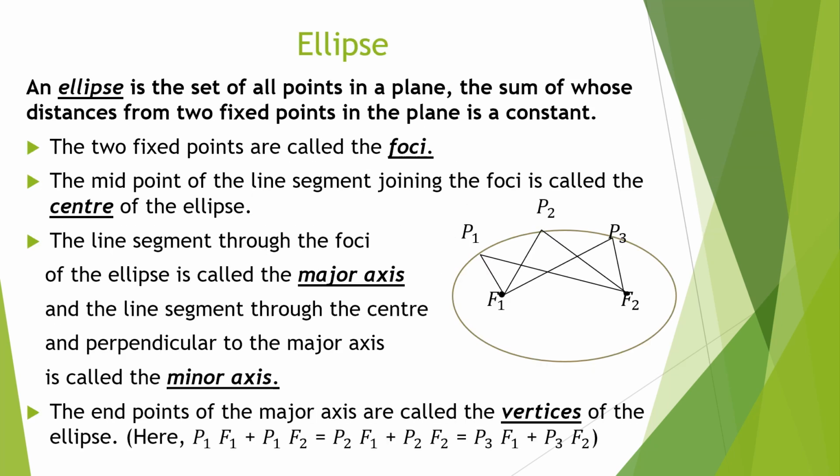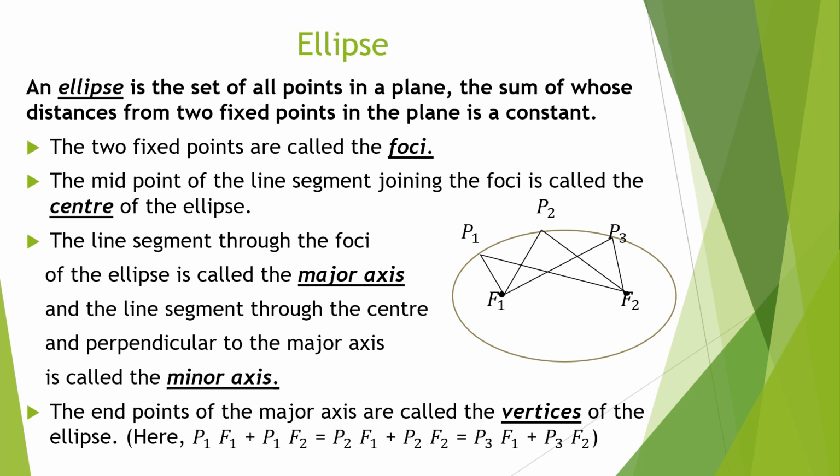Next conic is the ellipse. An ellipse is the set of all points in a plane, the sum of whose distances from two fixed points in the plane is a constant. That means now you can see in the diagram that for an ellipse there are two fixed points, say f1 and f2, and for all the points the sum of the distances from those fixed points is the same.